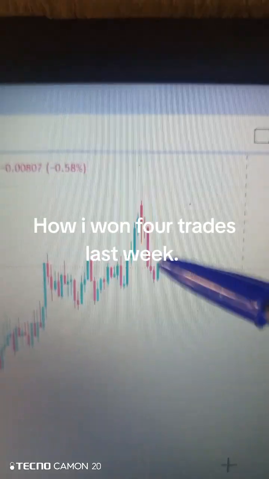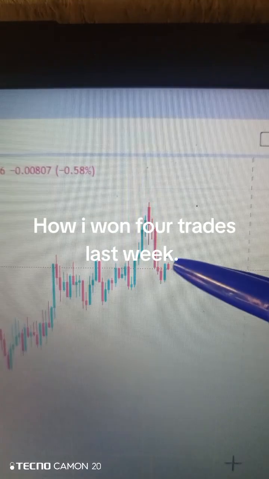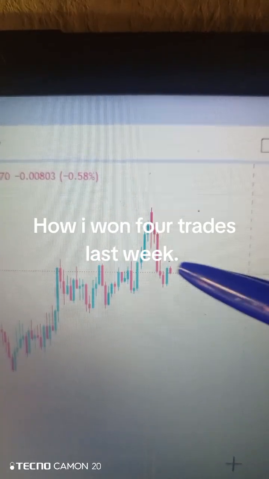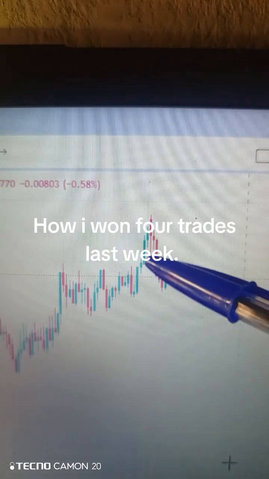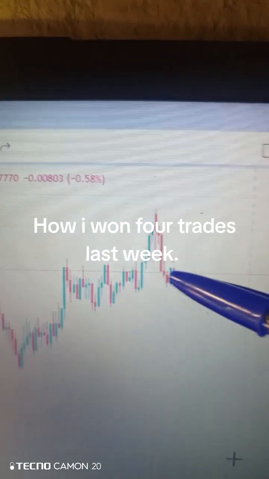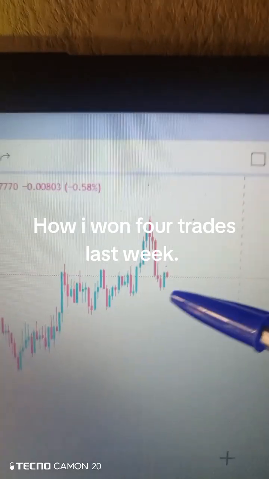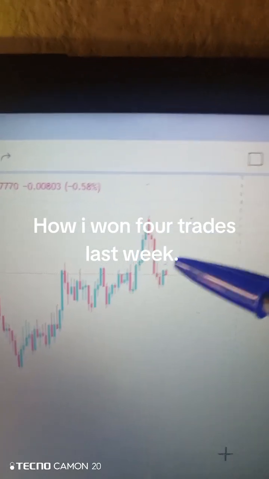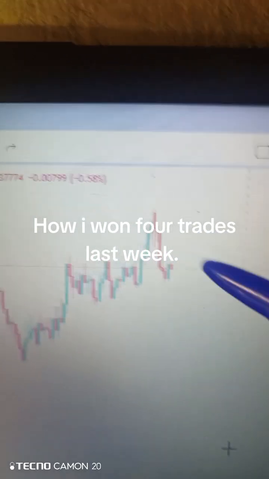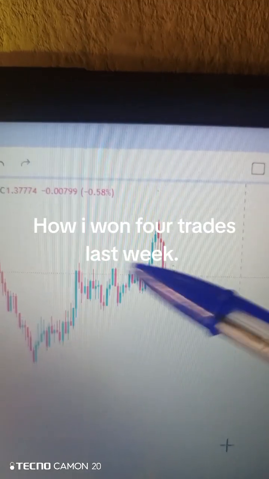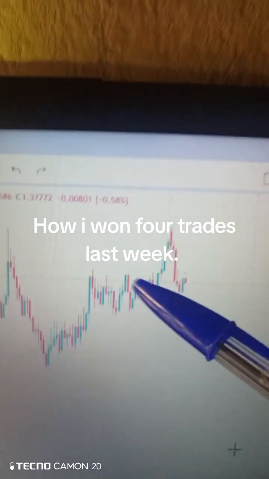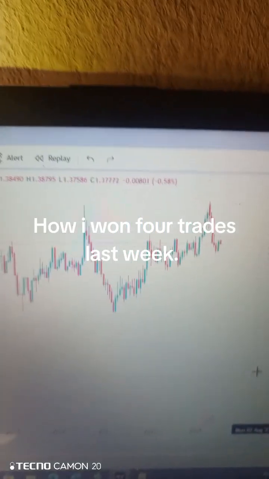I entered the trade again, so it came back here and is currently giving me a minus in this trade. But I know it will eventually reverse back to my take profit, which is somewhere around here, and give me profit. So that is it about this trade. When I closed that trade, I made profit, and I'm still in this trade to make more profit. That's one of the trades I made profit last week. That's USD CAD. Now let's go to the next one.